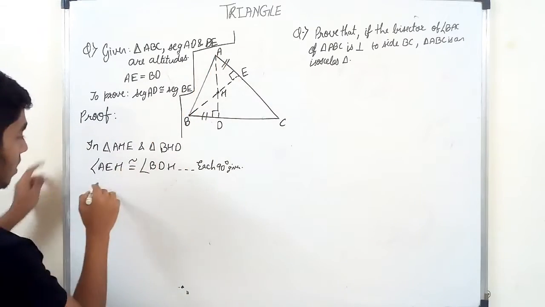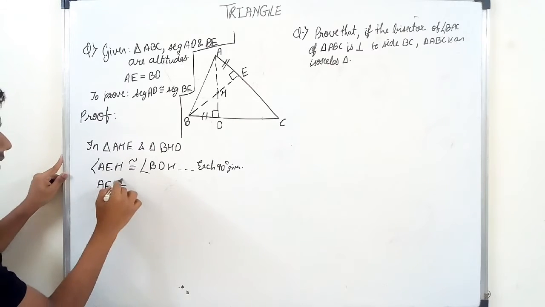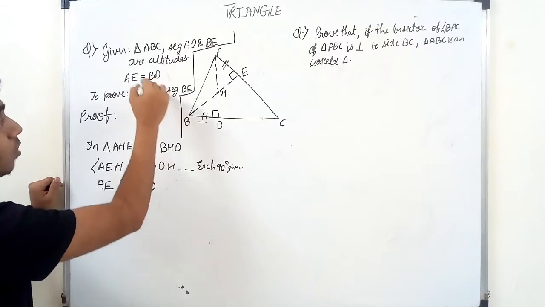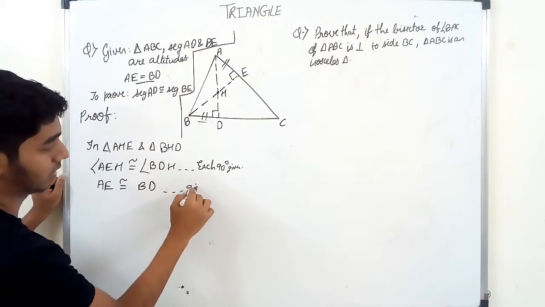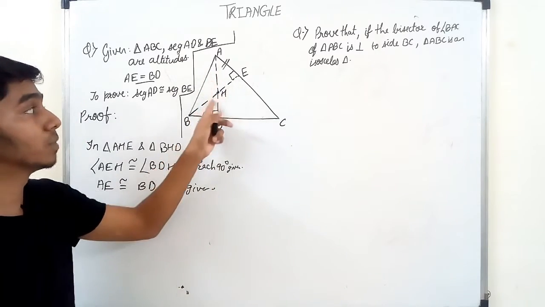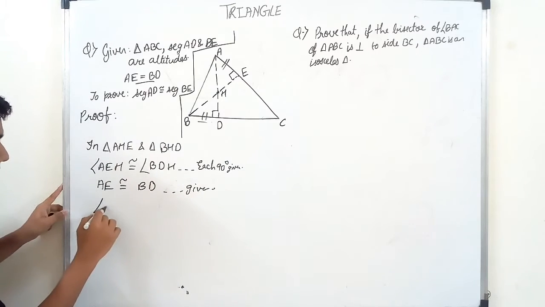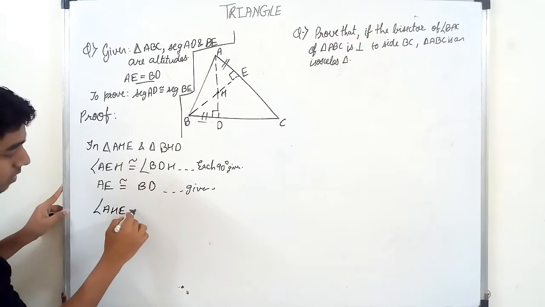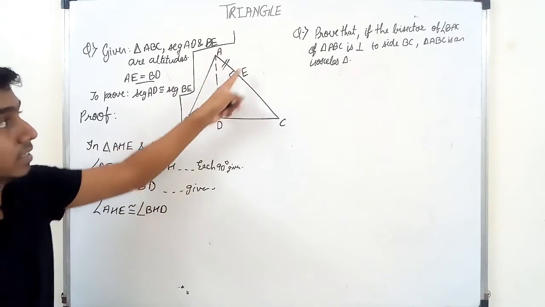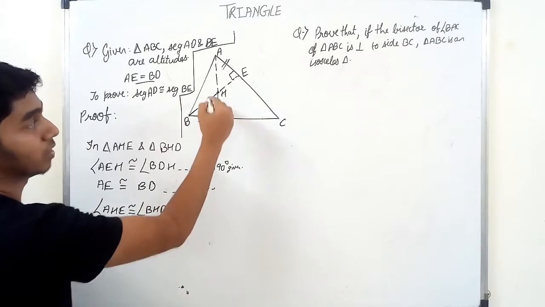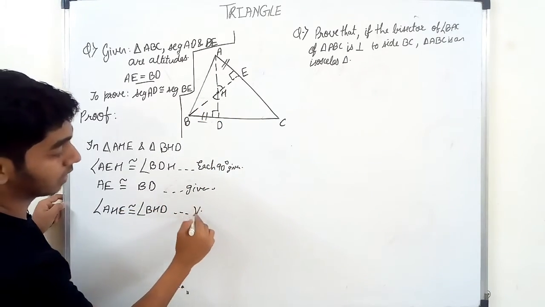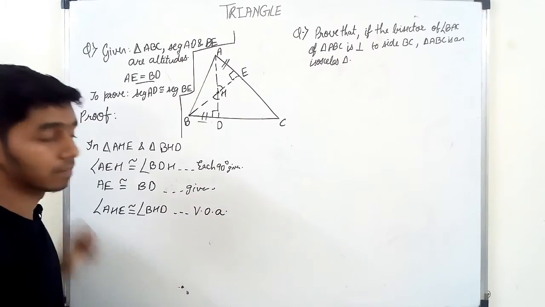Now what else is given? AE is congruent to BD. So this is also given. So let's write that, correct? Now if you see, you remember vertically opposite angle. So we can say angle AHE is congruent to angle BHD. So AHE and BHD, so these two angles, correct? They are congruent by vertically opposite angle.